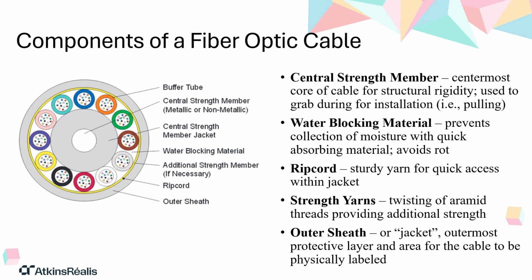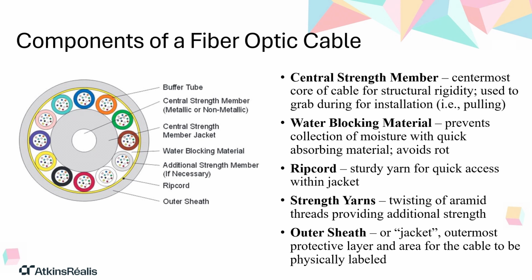Within the cable, we also have our water blocking material. This is located between or within the sheath, but in between the buffer tubes, and prevents moisture from collecting inside of the cable, which will ultimately lead to rot. So this is sort of a resiliency measure. The ripcord is a sturdy yarn embedded within the jacket that allows you to access the interior of the cable quickly. Effectively, you grab the ripcord and yank it, and it'll open up the jacket, revealing what's inside.